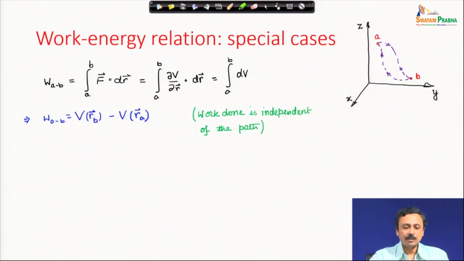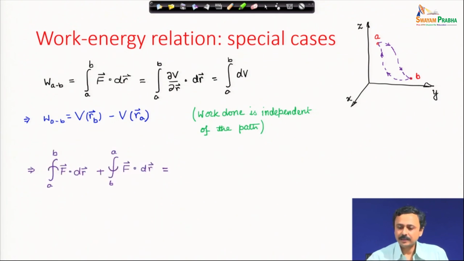This tells us that the work done when the particle moves from A to B is nothing but the difference in the values of the potential calculated at R_B and calculated at R_A. It is V(R_B) minus V(R_A). This does not bring in the path, as you can see. So, it is independent of the path you take.